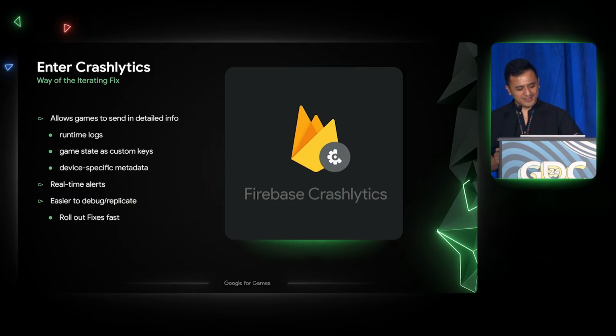Enter Crashlytics. Crashlytics is Firebase's drop-in SDK that allows apps, and more specifically Unity games, to send crash reports with runtime logs, custom keys for game state, and device-specific metadata. Crashlytics also provides real-time alerts, and these help you track, prioritize, and debug all of the aforementioned issues to roll out fixes faster than ever. Now you can keep your velocity and user satisfaction even higher.